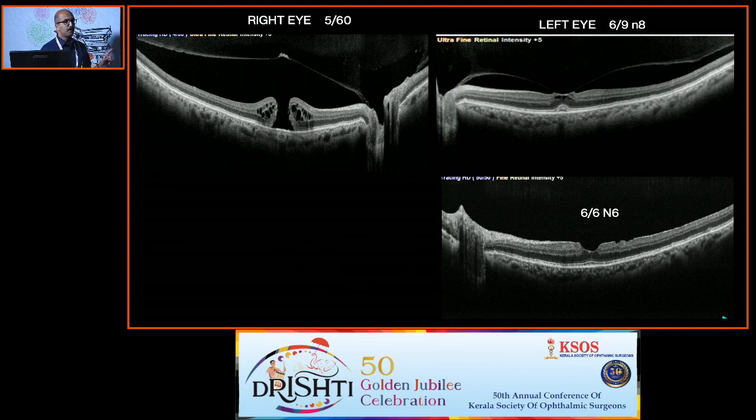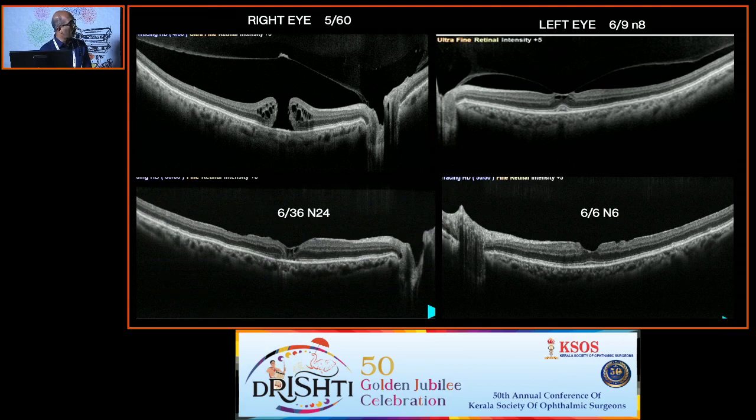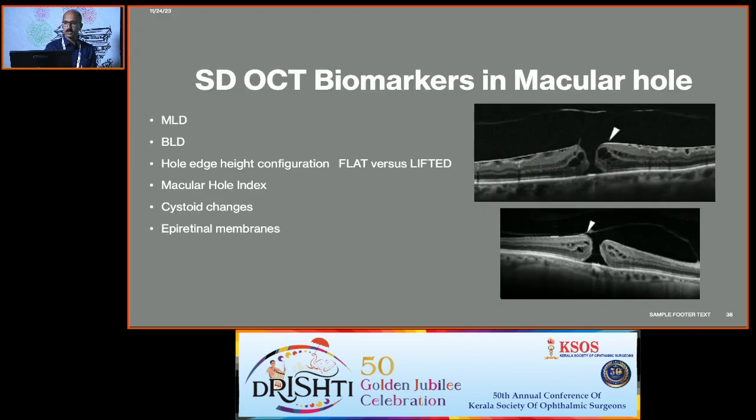Operate these eyes, especially the ones with macular holes in the other eye. Even in early VMT, you need to consider surgery because definitely that's going to give good visual acuity. The other eye also we operated, had a type 1 closure of the macular hole, but the vision is only 6/36. So that is my take home message.